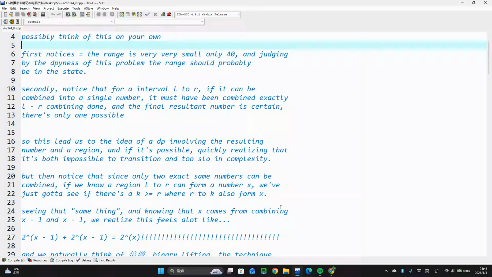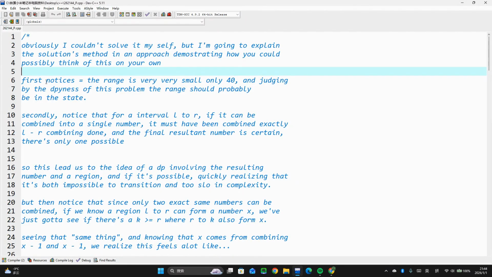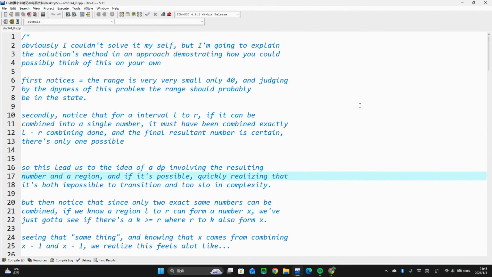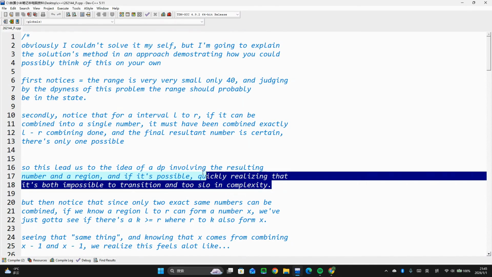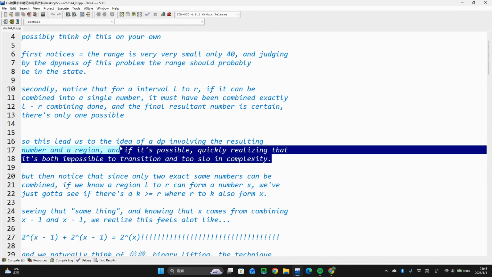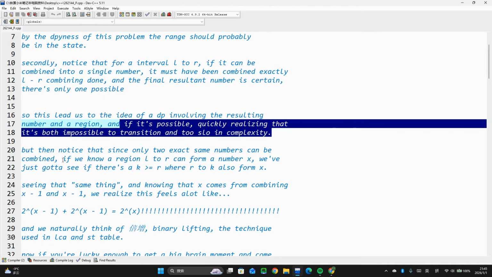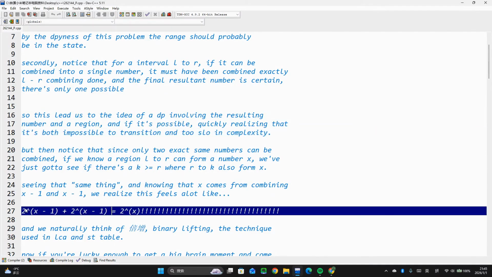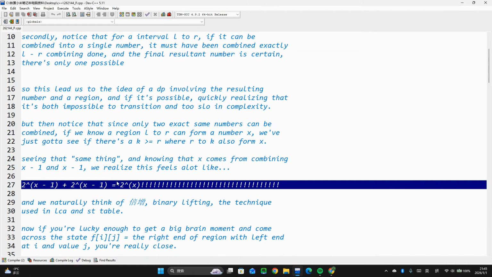First of all, the first half was all my own attempt, which is unrelated, too slow, and impossible to transition. However, it was kind of good because we noticed that 40 is small and we can put it in the state and then try to transition. Anyways, that's not the correct solution. We then realized that two identical numbers forming one number higher suggests the problem is basically saying x minus 1 plus x minus 1 equals x. There's another equation that looks a lot like that: 2 to the x minus 1 plus 2 to the x minus 1 is 2 to the x. And do you remember where we used that equation?